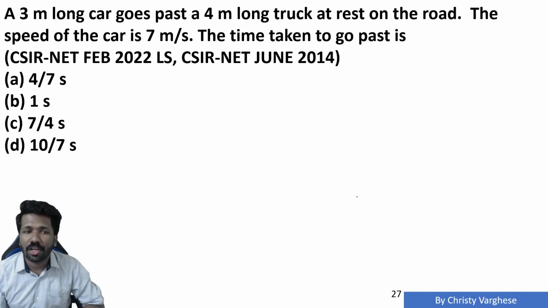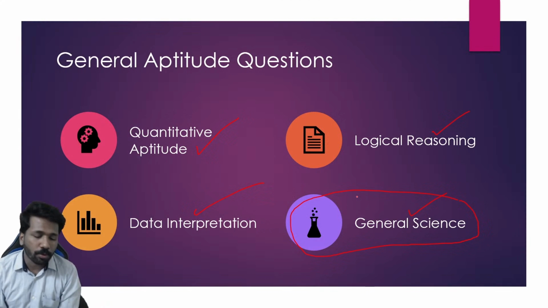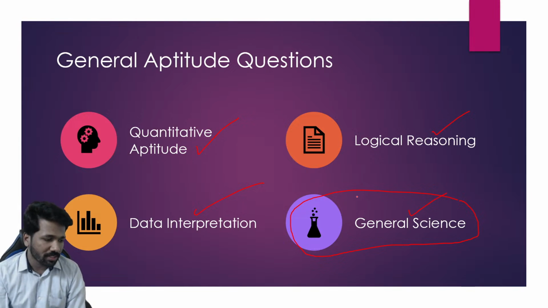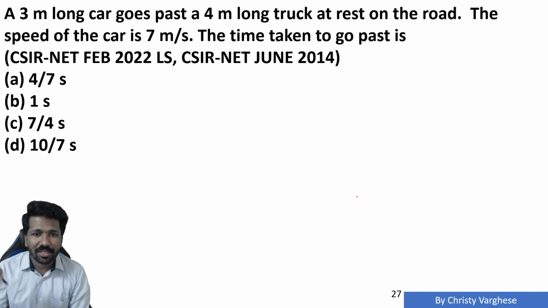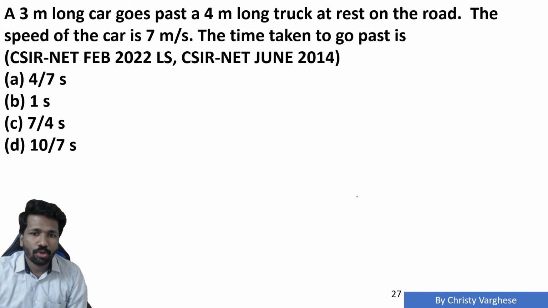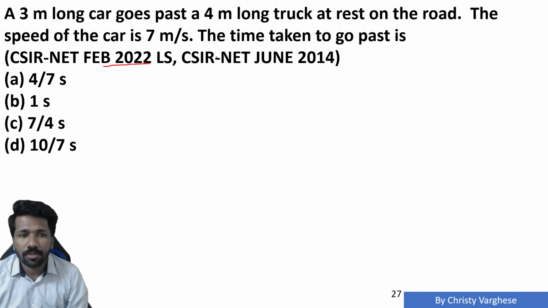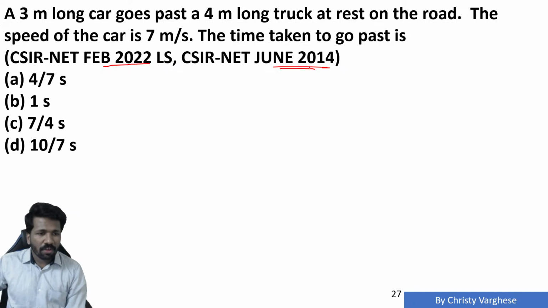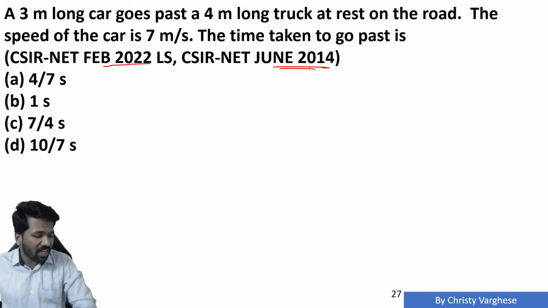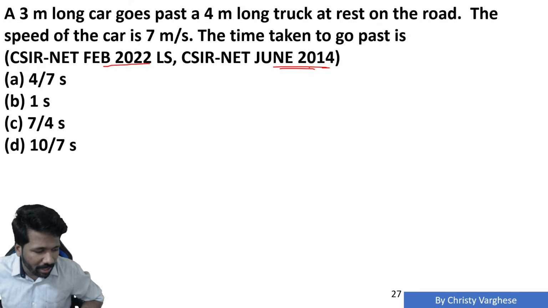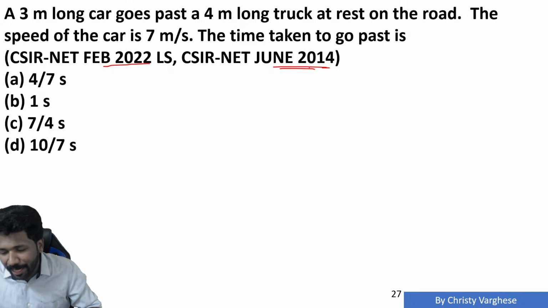What are these 4 units? Quantitative aptitude, logical reasoning, data interpretation and general science. That we will discuss. Here is an example of a quantitative aptitude question. This question was repeated in 2 years, 2022 and 2014. All of you make a try. Very simple question from the speed, distance, time chapter. Quantitative aptitude means a chapter where both math and logic are needed to solve the question.